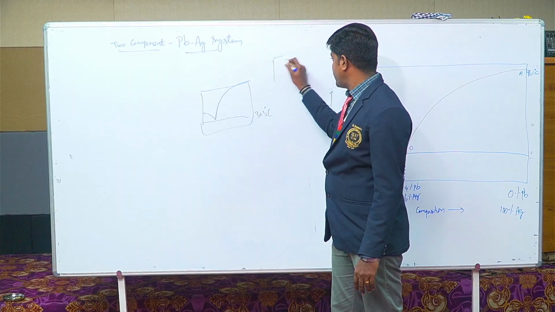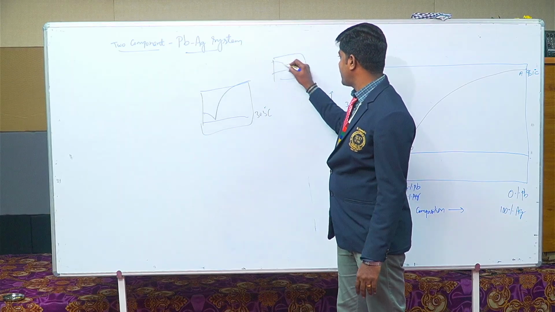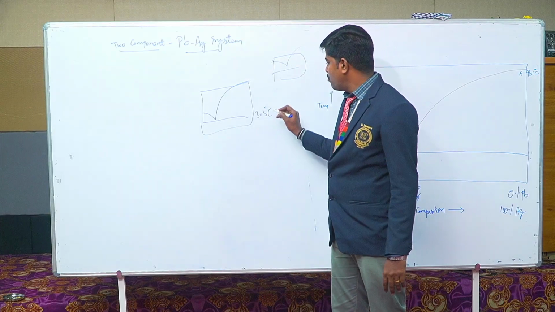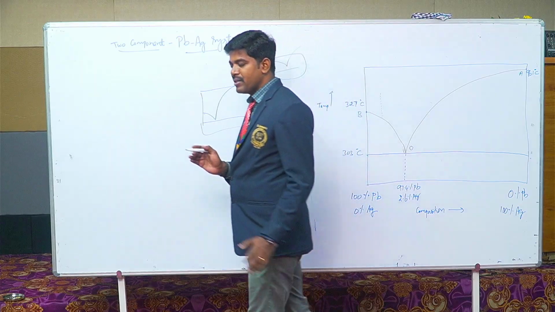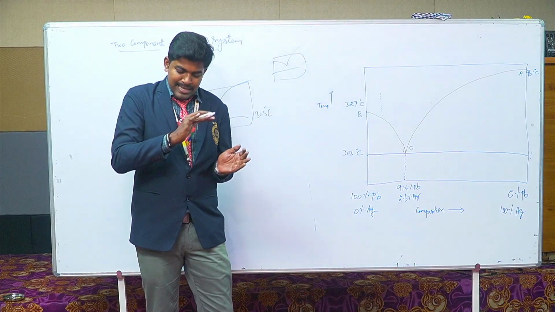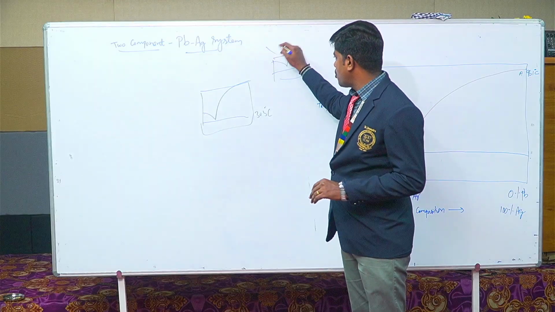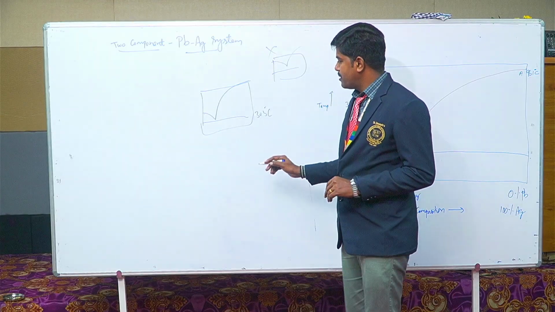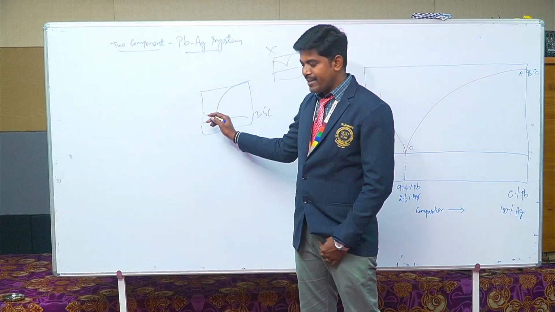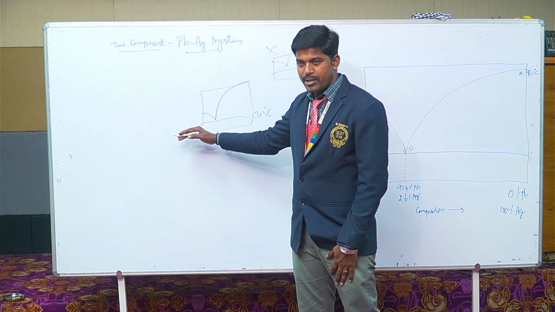Usually, what will a student do? In both the OA and OB curves, they will use the same range on the y-axis. That will be a wrong representation. So here, one curve should be small and it should start from the lower temperature.